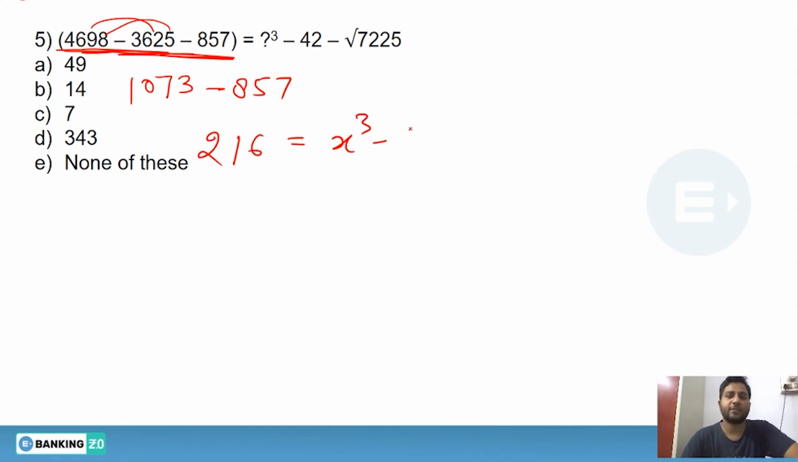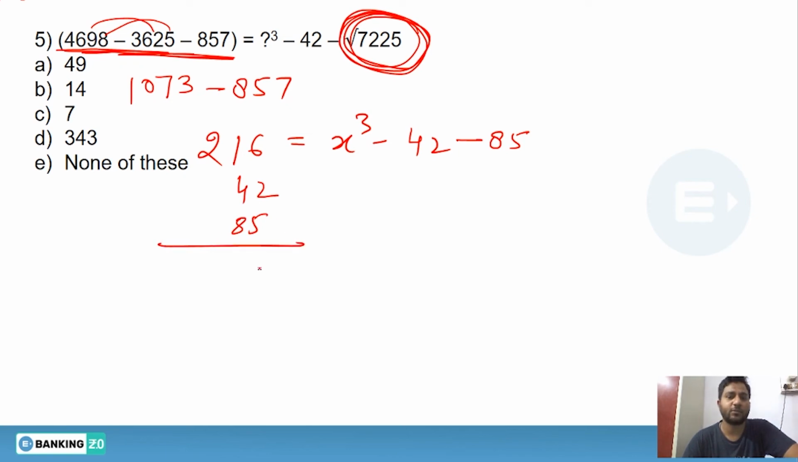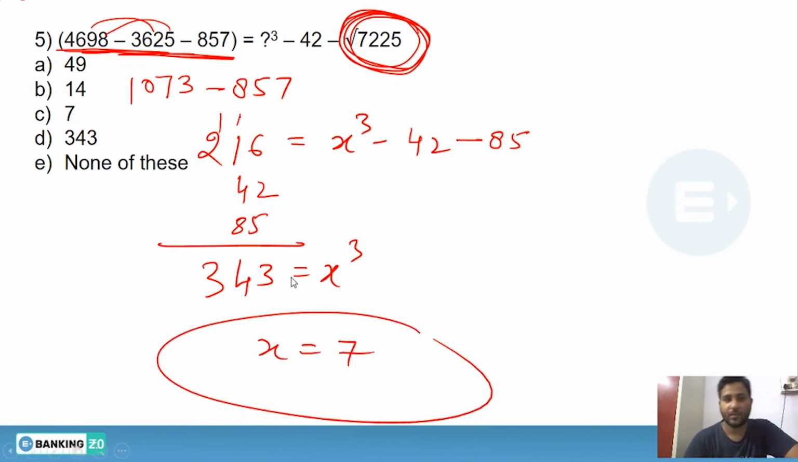x cube minus 42. Which number has the square? It is clearly 85 square. Now, as you know, you will have to add 42 as well as 85. That means 6 to 8, 5, 13, and 8, 4, 12 to 14. It will become 343 equals x cube. That means the value of x would be 7. So your answer is nothing but option C.